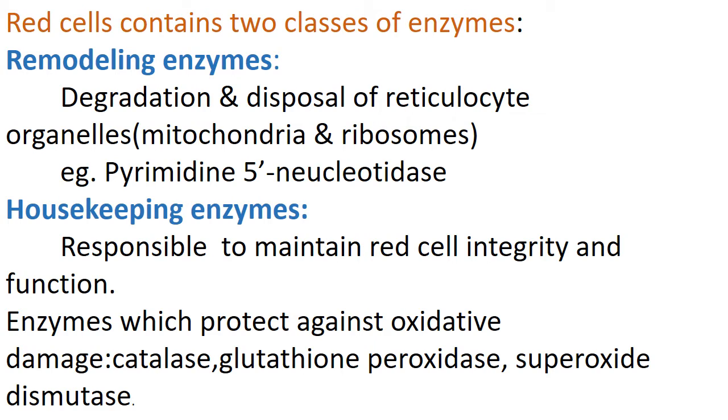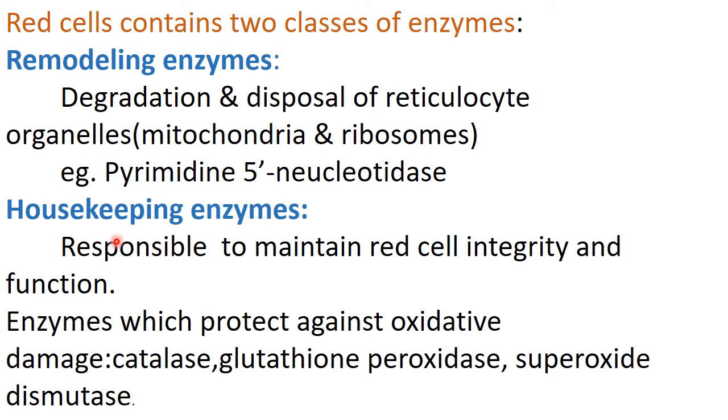Red cell enzymes. The red cells contain two classes of enzymes: remodeling enzymes and housekeeping enzymes. Remodeling enzymes are responsible for the degradation and disposal of reticulocyte organelles like mitochondria and ribosomes. Example: pyrimidine 5' nucleotidase. This enzyme facilitates removal of residual ribonucleotides from maturing reticulocytes.